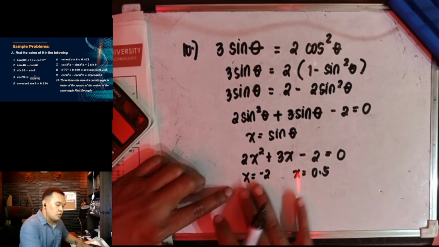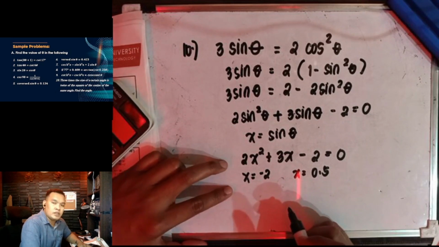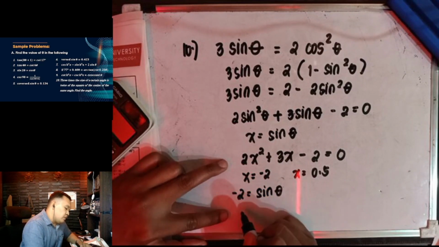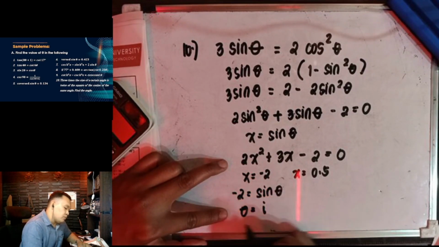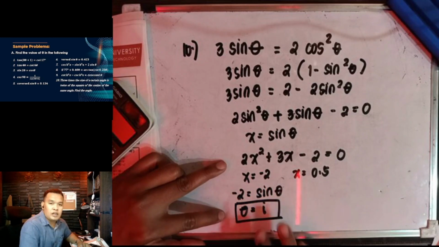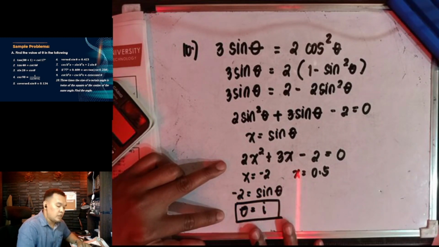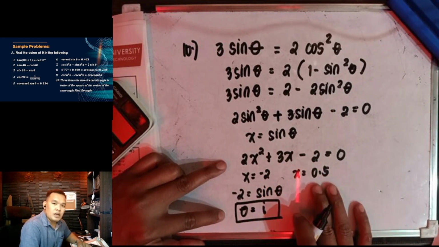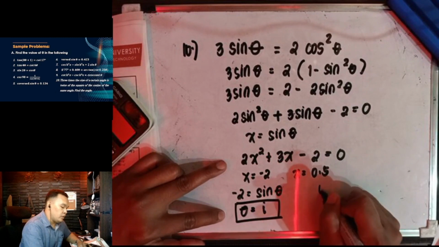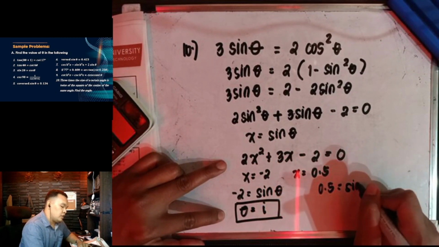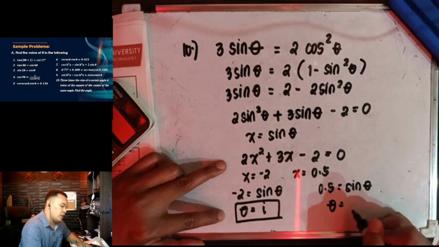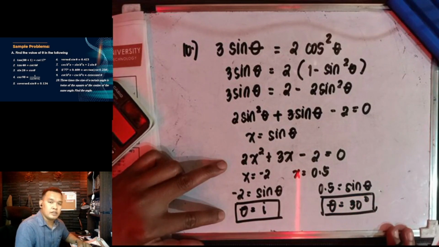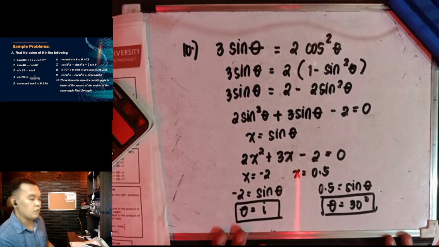So, ilagay natin tong value na to dito sa equation natin, which is x is equivalent kay sin theta. So, negative 2 is equivalent kay sin theta. The value will be theta is imaginary numbers. Naka-I. So, hindi siya yung value ng theta na hinahanap natin. So, if we could write this in this roots, so we have here 0.5 is equivalent kay sin theta. So, therefore, theta is equivalent kay 30 degrees. So, the answer will be 30 degrees. No? Kasi yung theta na isa is imaginary numbers. Okay?